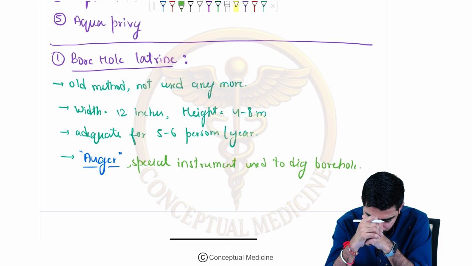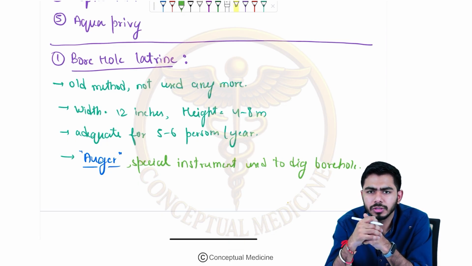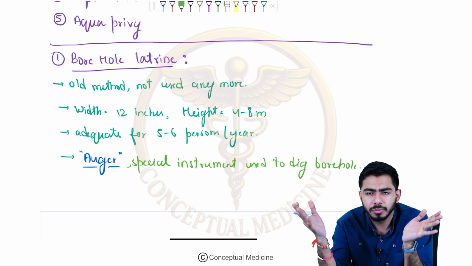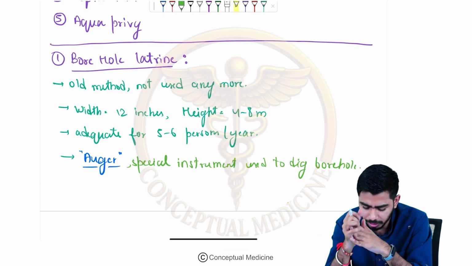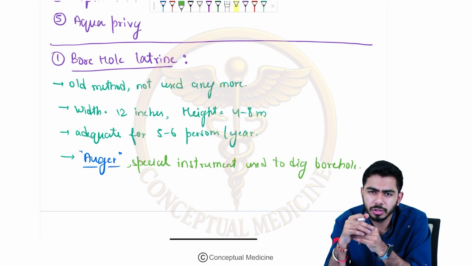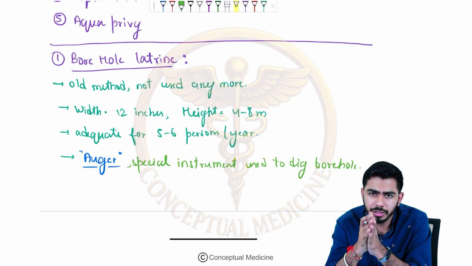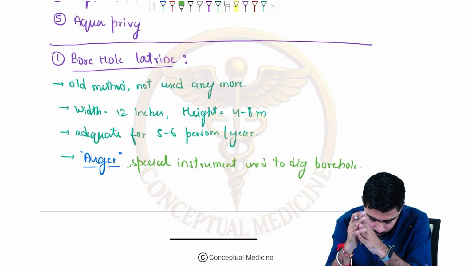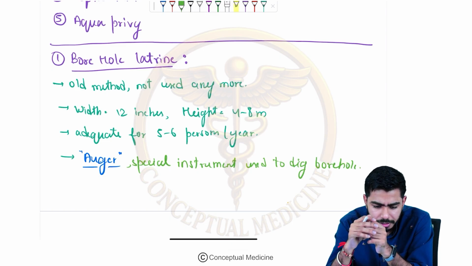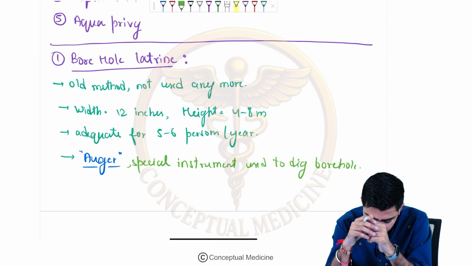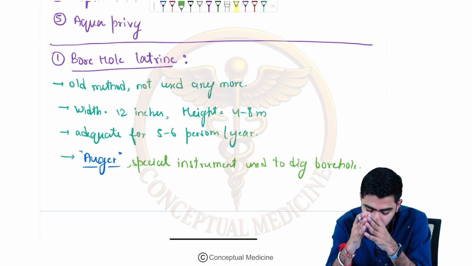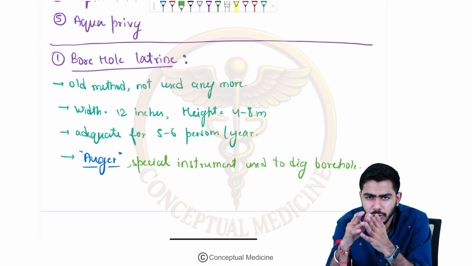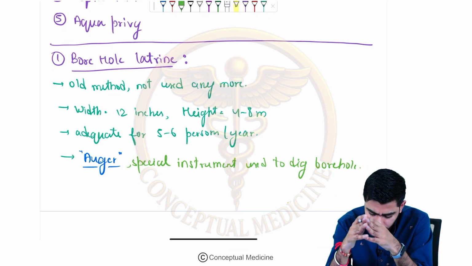And secondly, it was used to get protection from some kind of infections, but it is not used anymore because of its disadvantages, and one of the disadvantages was the auger. It was not readily available. So what are the important points? What you need to remember is that it was adequate for 5 to 6 persons per year, but is not used these days, with a height of around 4 to 8 meters and a width of around 12 inches.